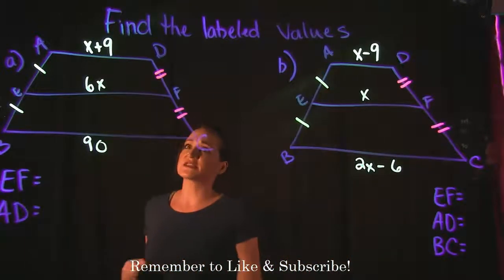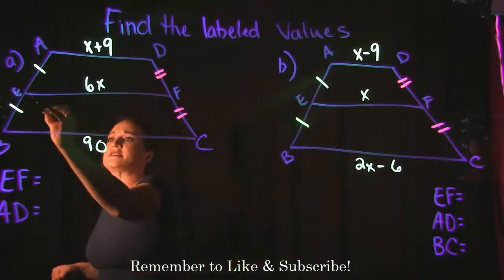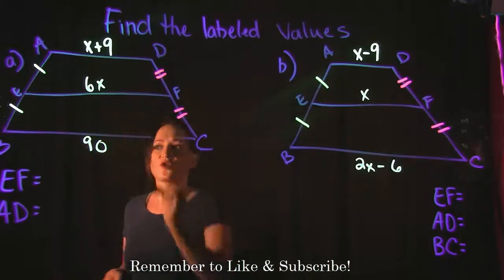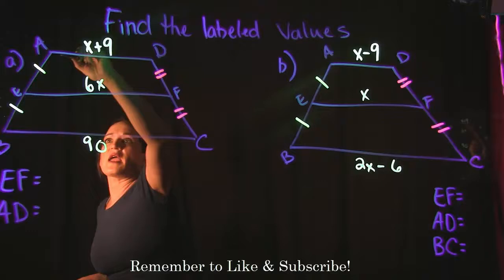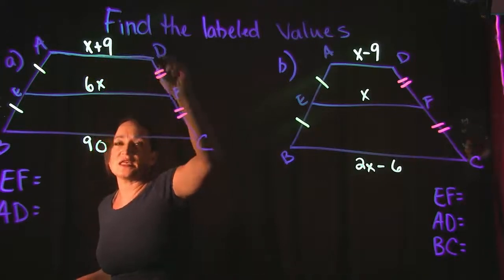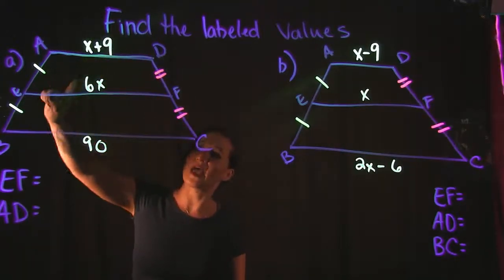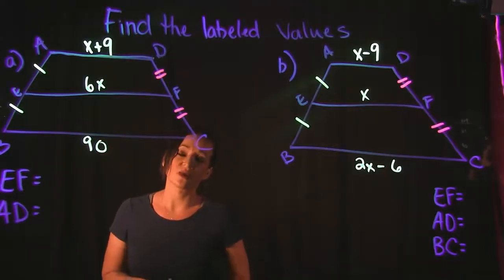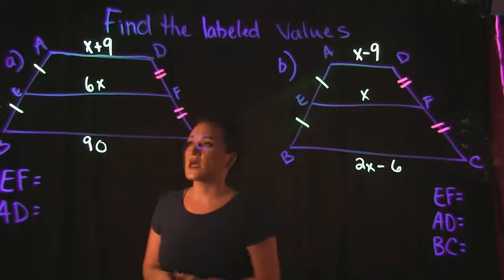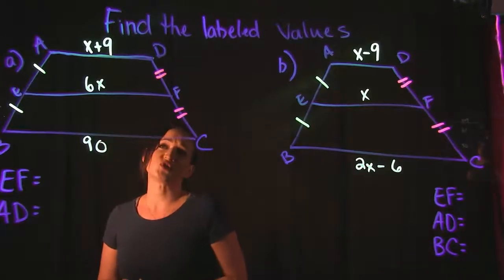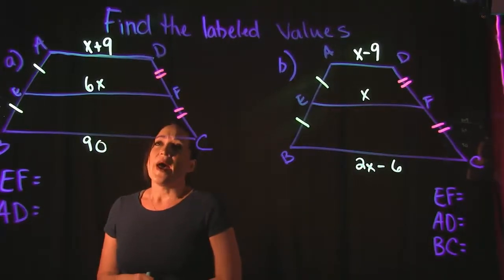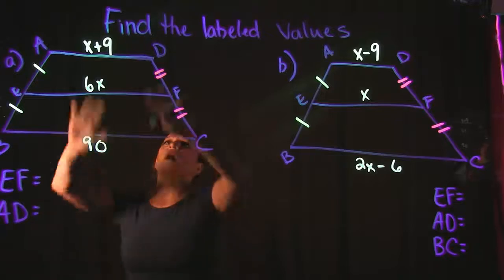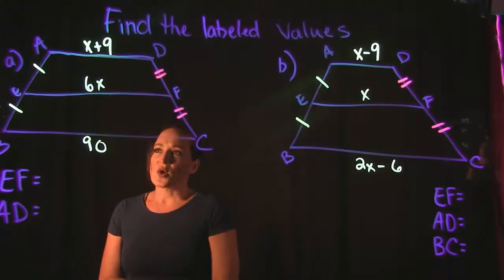So what they're asking us to find is EF, so this line right over here, and they want us to find the side AD. Those are the sides that have X's for their values here. So there's going to be a little bit of solving that we need to figure out. We need to find those two lines right here. We're not given any angles, or any other sides or anything like that.